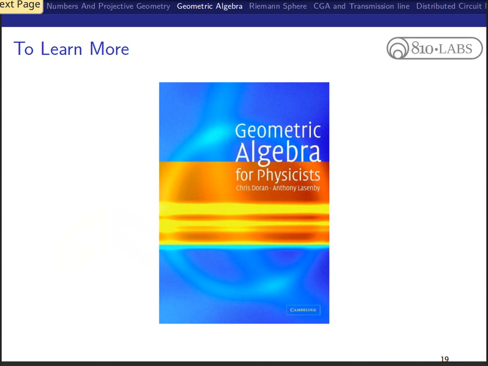Okay, but geometric algebra obviously takes more than just a few minutes. So if you want to learn more, please check out this book, Geometric Algebra for Physicists by Chris Doran and Anthony Lasenby. It's a very good book. There's also a couple other books, one by Leo Dorst and another one by David Hestenes, which is very good.